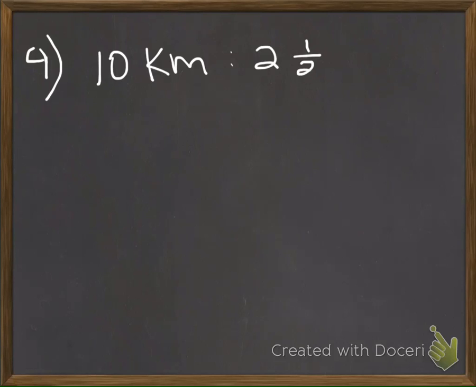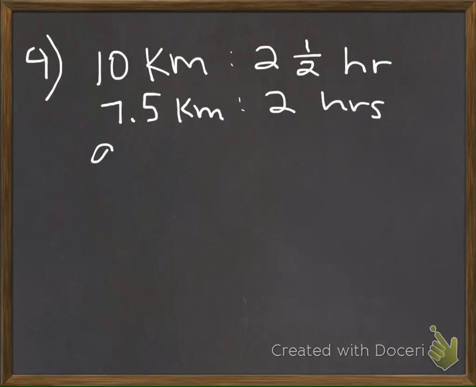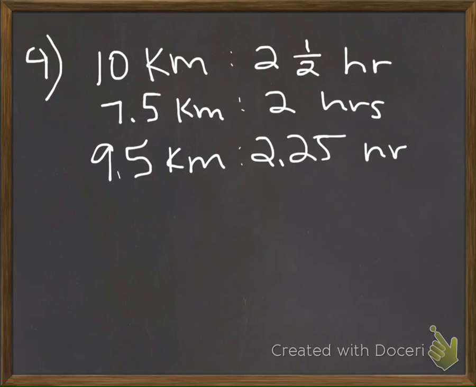We're going to start with problem number 9 on page 119. Number 9 was a word problem. Trisha ran 10 kilometers in 2.5 hours. Jason ran 7.5 kilometers in 2 hours. And then Olga ran 9.5 kilometers in 2 25/100ths of an hour. Okay? All right, so it's asking who had the fastest speed.